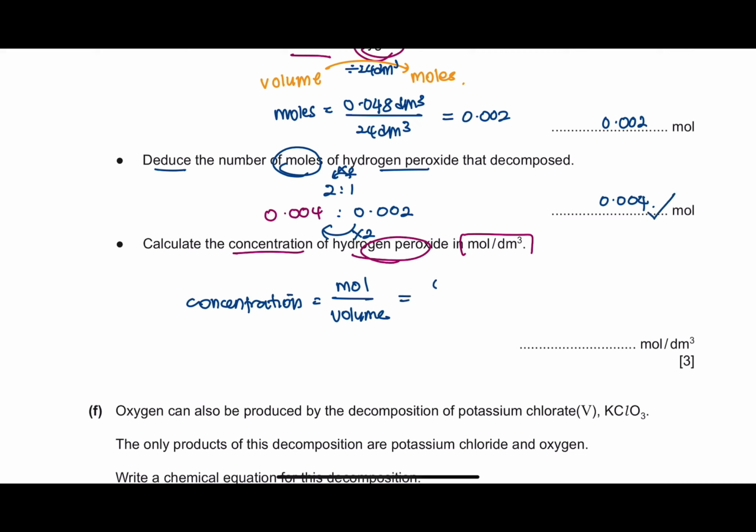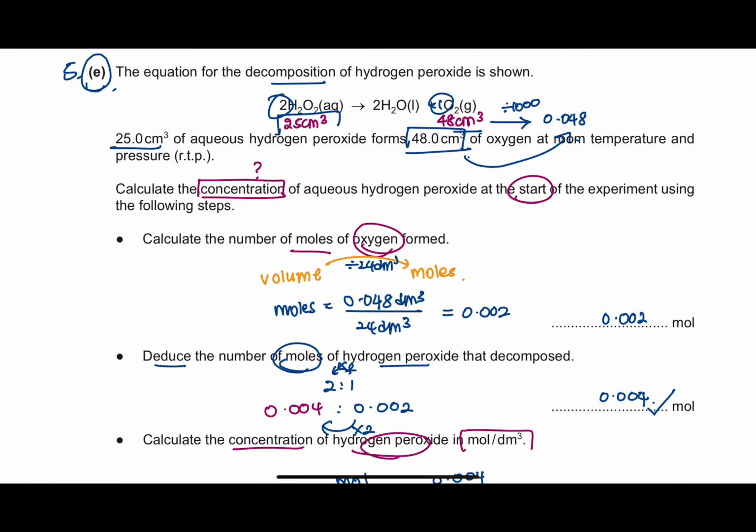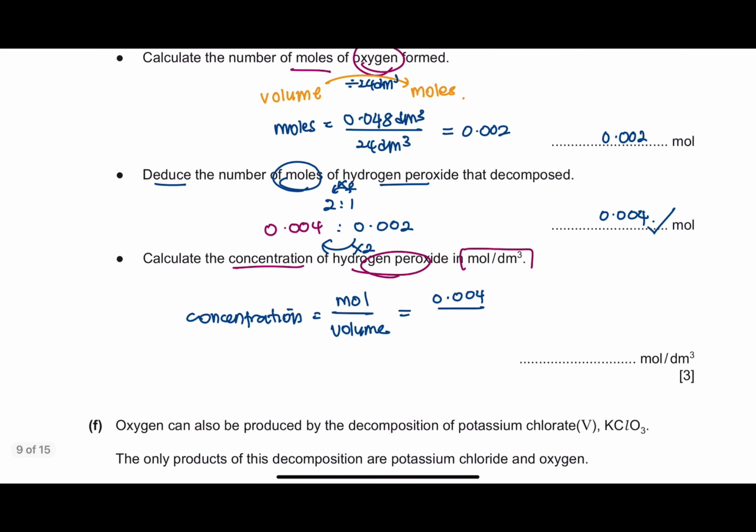Mole, as we calculated, we got 0.04, and the volume has been given in the question, which is 25 centimeter cube. However, as usual, you need to convert this to dm cube, giving you 0.025. So just substitute the value here. Now if you calculate this, you will be able to get 0.16 mole dm cube for the concentration.